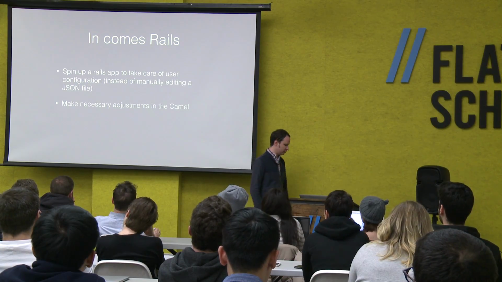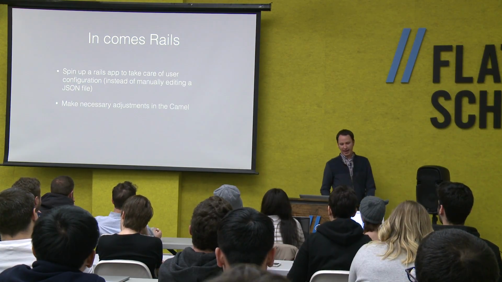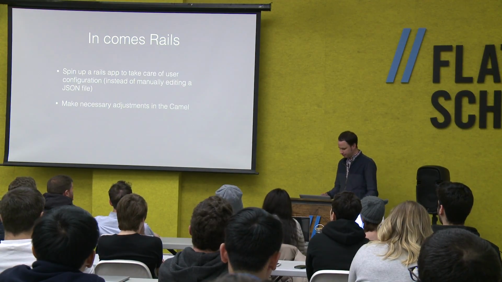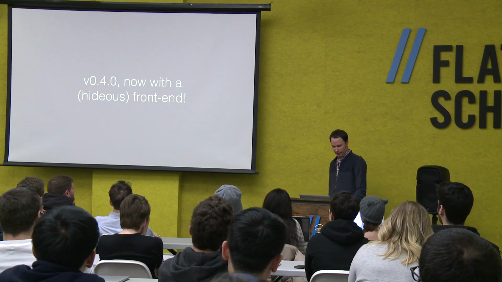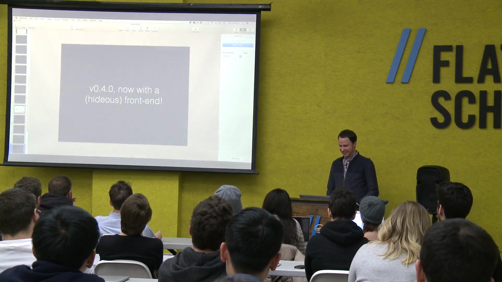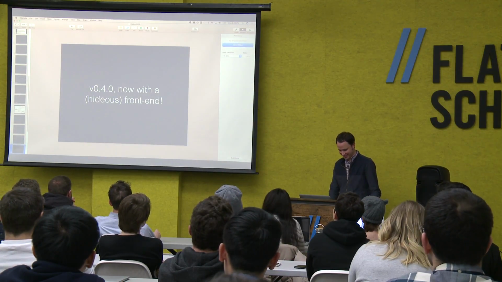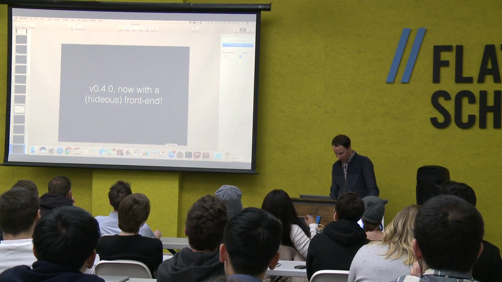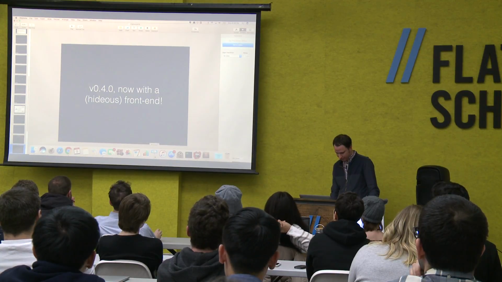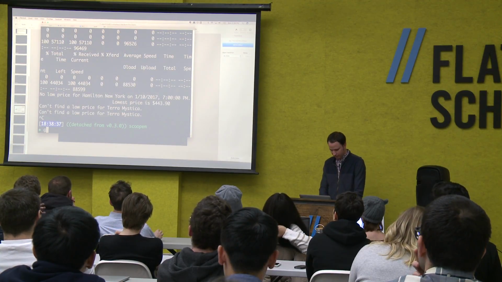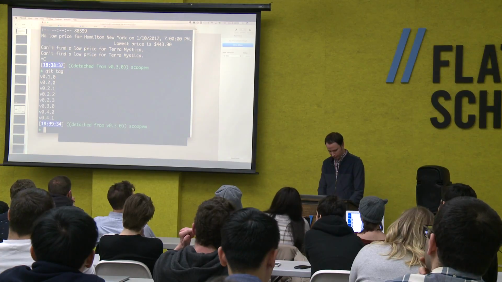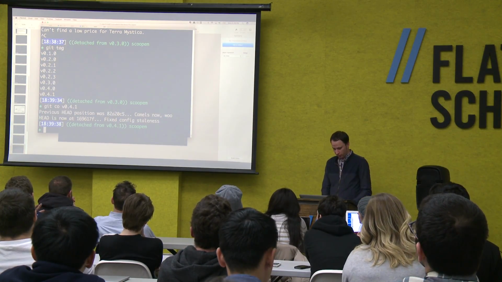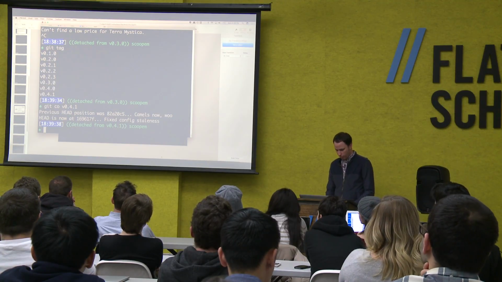All we have to do is spin up an app to store the configuration, and we just need to make very minor changes in the camel. So now we have version 0.4 with a CSS-free front end. You guys are gonna love it. So let's see here. I think it's 4.1, yeah. Great.